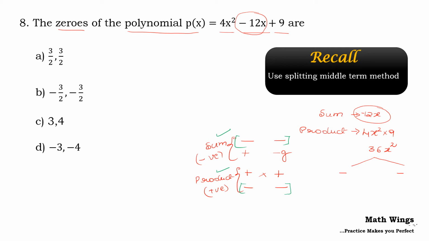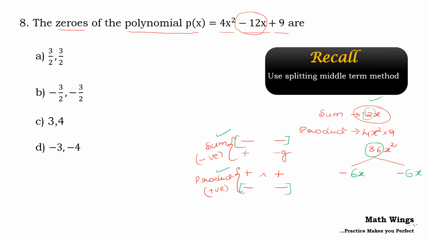Now, let us see the numbers here. We have 36 and 12, right? So, when can we get 36 as a product and 12 as the sum? If we take the numbers as 6 and 6, we get the product as 36 because 6 times 6 is 36, as well as when we add minus 6 and minus 6, we will get minus 12. Therefore, the factors are minus 6x and minus 6x.